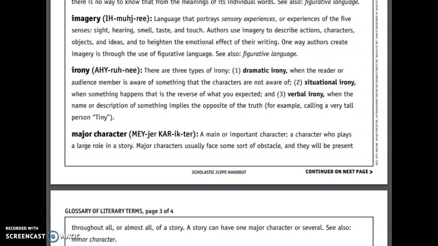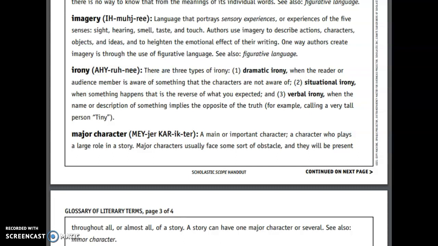Our next term is imagery. It's also a piece of figurative language. It is language that portrays sensory experiences, or experiences of the five senses: sight, hearing, smell, taste, and touch. Authors use imagery to describe actions, characters, objects, and ideas, and to heighten the emotional effect of their writing. One way authors create imagery is through the use of figurative language.